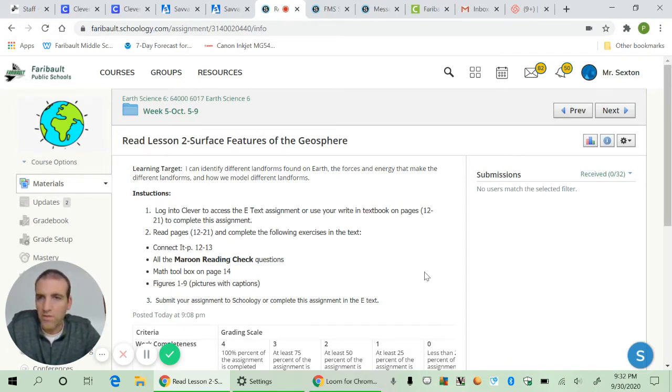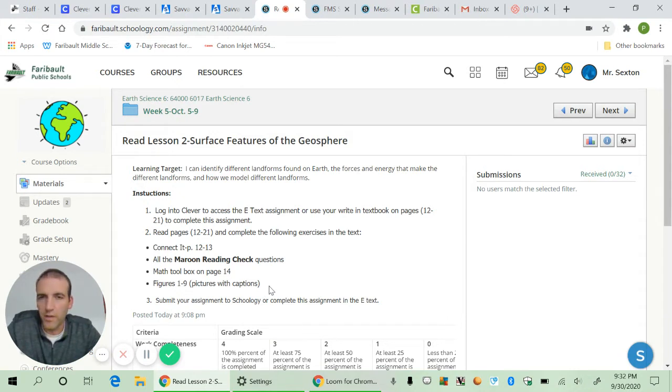The basic goal of this assignment: we are going to be reading pages 12 through 21, and we are going to be completing the following things as we read it. There's a connected activity found on pages 12 and 13, which has a map and a couple of questions for you to answer with that map. There are a number of maroon reading check questions that we will answer along the way. There's one math toolbox activity where we're going to be looking at some data in a data table to answer two questions. And as always, when you're reading text, make sure you are looking at the pictures.